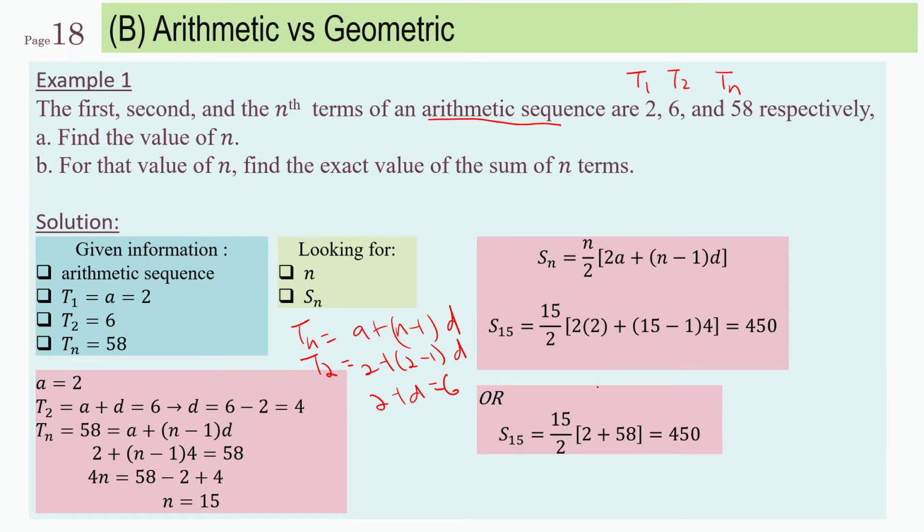Or, if you don't want to use this formula, because you know the last term is 58, you can use the formula n over 2 times (A plus L). And then what is the n? n is 15. So regardless, you need to find the n also.